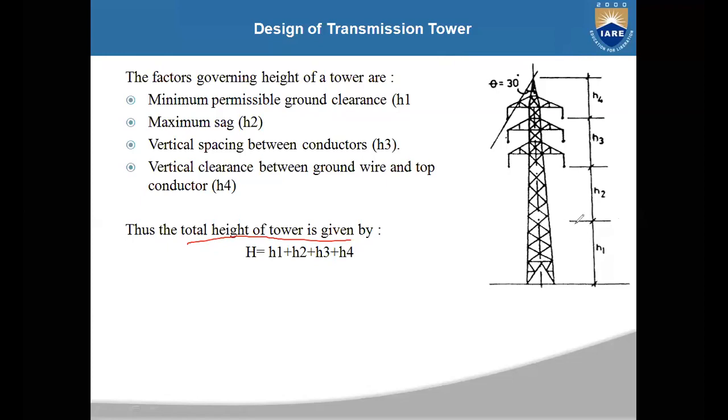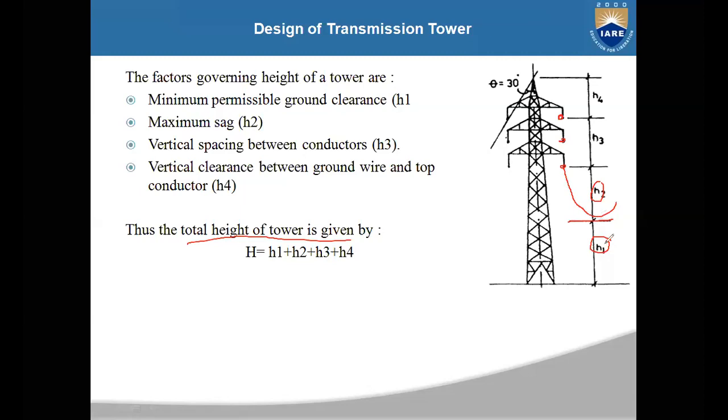Now if you observe in the diagram, you are having three conductors like this here. First you have to take the ground clearance. How much clearance must you keep for the transmission line conductor? The minimum permissible ground clearance is this, H1. Up to this you can build, right? After that, what is the maximum sag that can be allowed? That will be H2, right? That means your conductor can come up to this point. It should not come below this point.